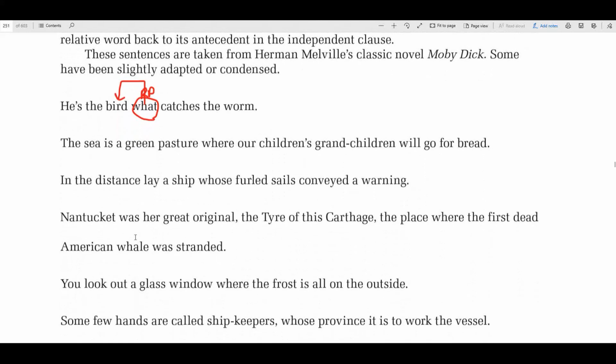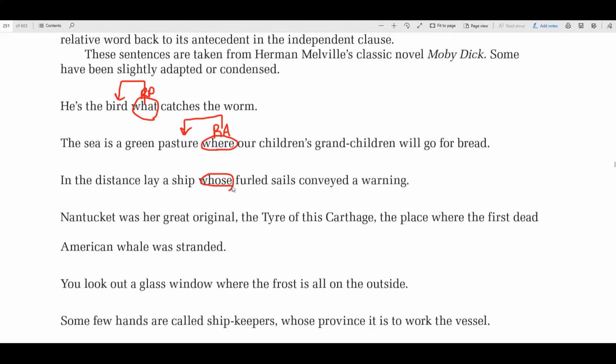All right, so let's look at this one. The sea is a green pasture where our children's grandchildren will go for bread. Okay, so we've got our word where, and this is a relative adverb because it tells where. And what does this refer back to? Refers back to pasture because it's where. In the distance lay a ship whose furled sails conveyed a warning.